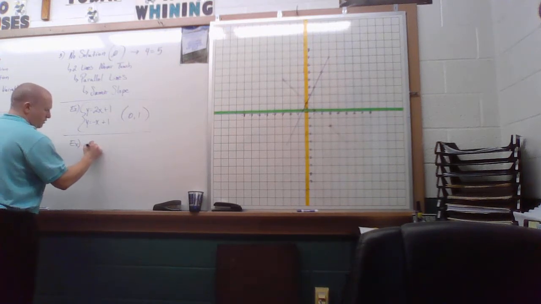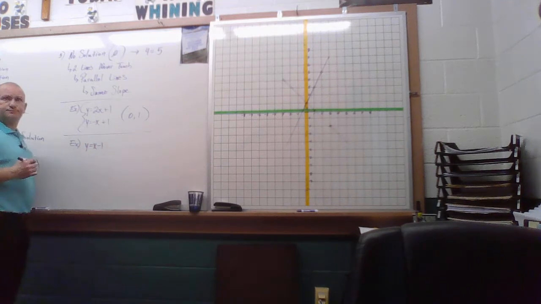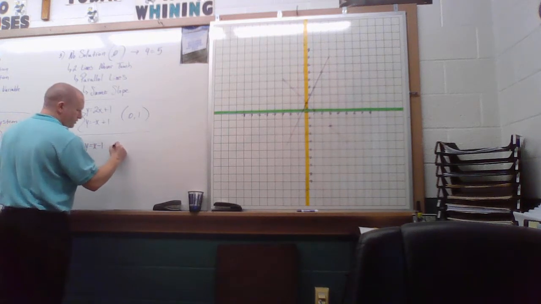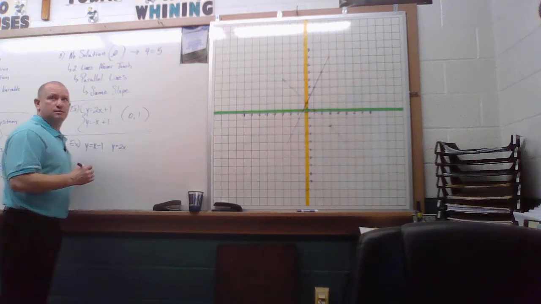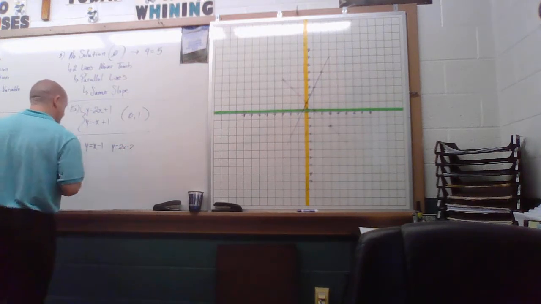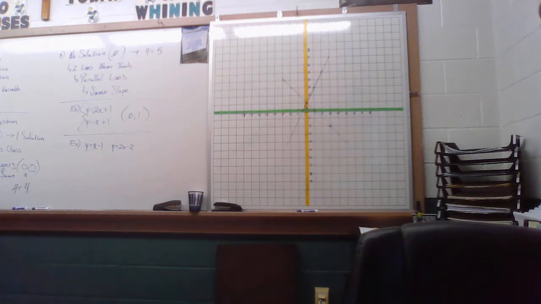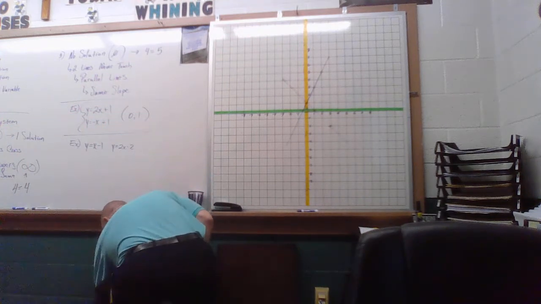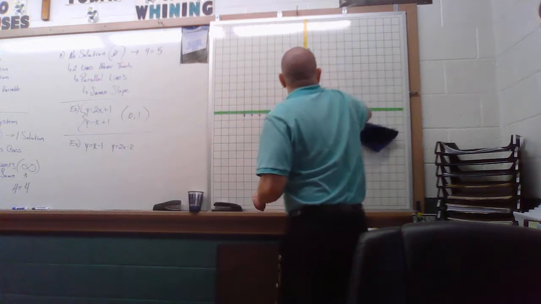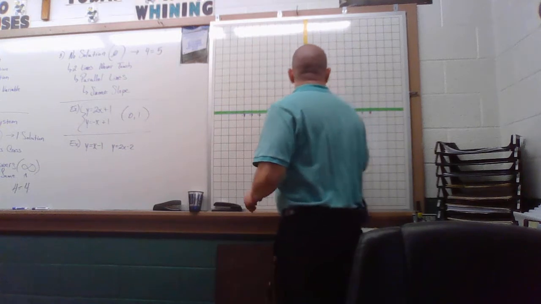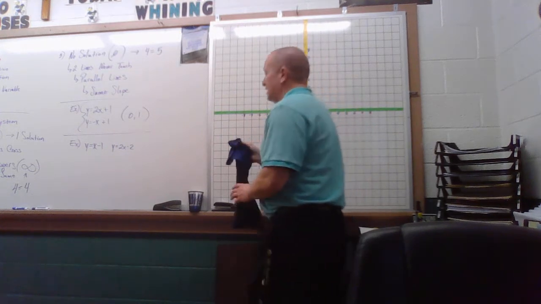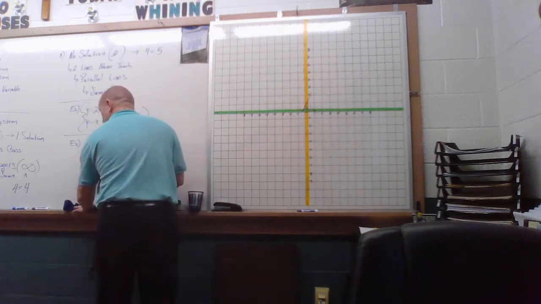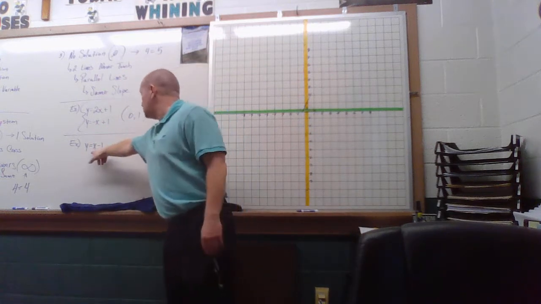Let's do this one. y equals x minus 1, y equals 2x minus 2. So I don't have the same y-intercepts, and I don't have different kinds of slopes, meaning positive or negative. So we have to come back and do the actual problem. Okay, so first equation, is this in y equals mx plus b? Yes. So let's do this equation right here.